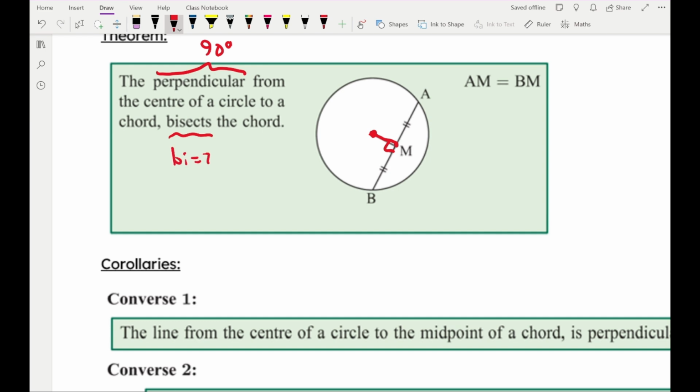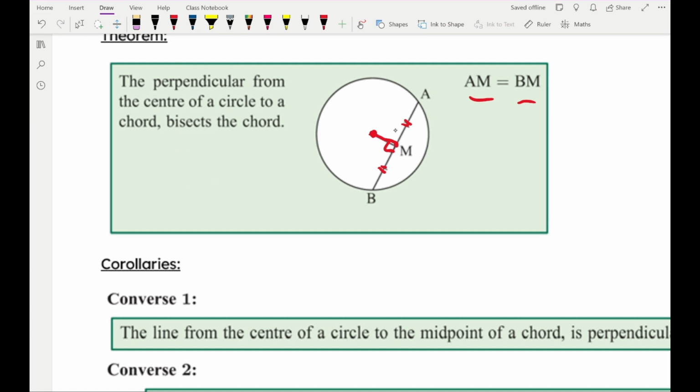Now, bi means two. Sect means cut. So this line is going to cut the chord into two equal pieces, and that's why they've drawn these lengths on here. So let's spell out exactly what this theorem means. If I take a line from the center to a chord, and I make sure that line hits the chord at a right angle, that line will cut the chord into two equally sized pieces. And that's what they mean by AM equals BM up here.